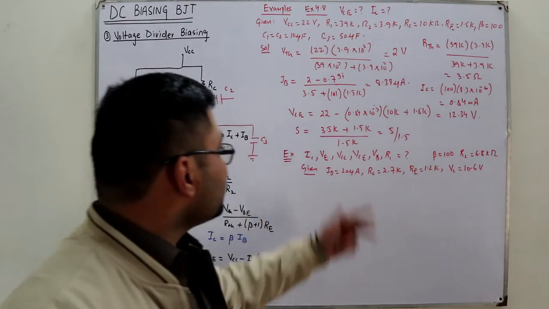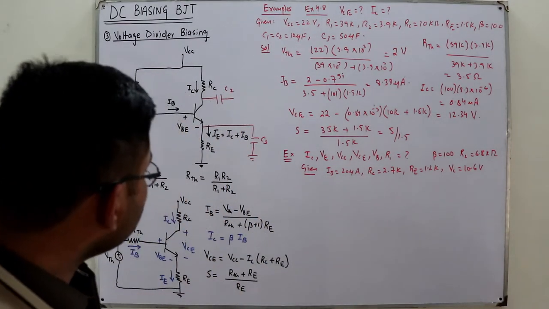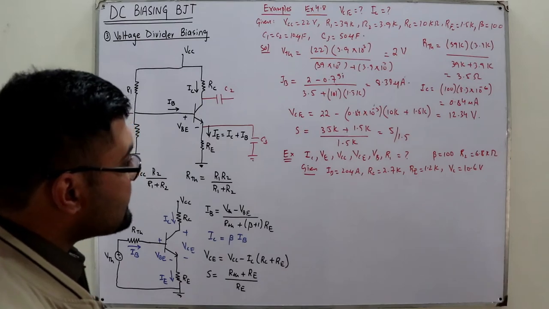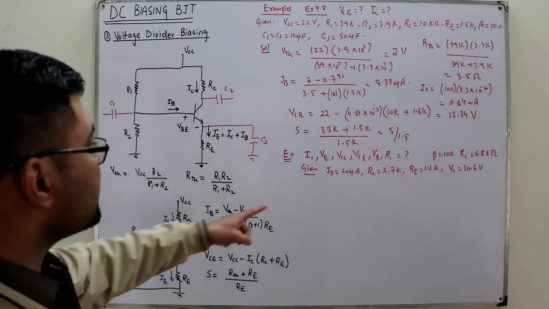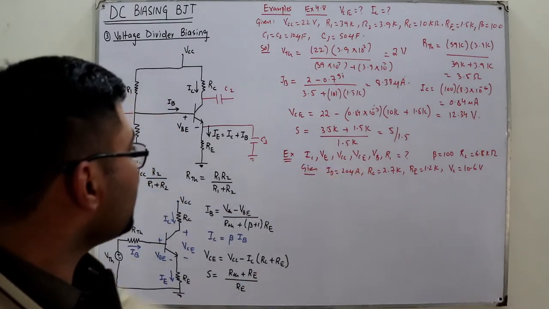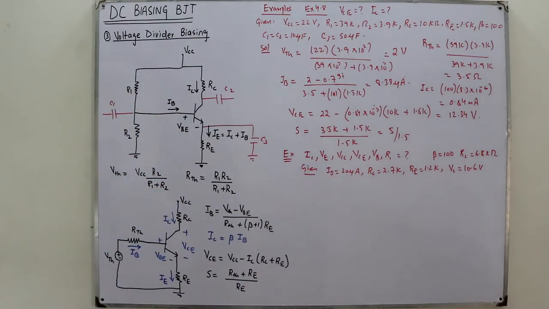So these are the given and these are the requirements. I see. So first you can find out what? You can go in this stepwise. VCC is unknown. Have a look. VCC is unknown. R1 is unknown. So what would be the first step?